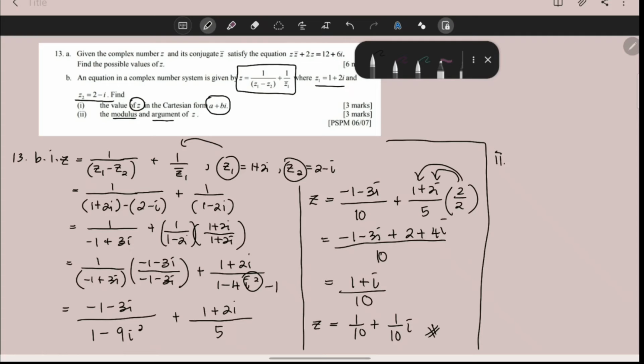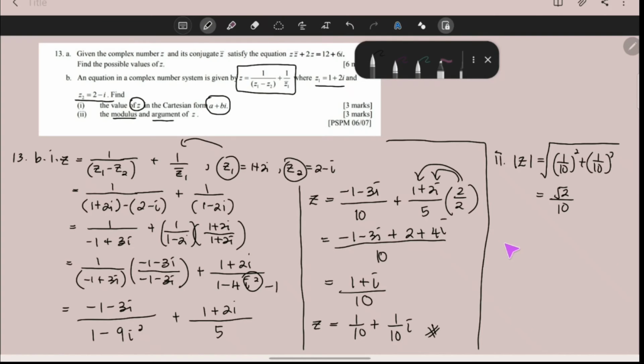The question asks you to find the modulus of z. So the modulus of z is this one. That's the formula. You need to remember a squared plus b squared, square root of it. And by using your calculator, you got this value. So this is your answer for the modulus of z.